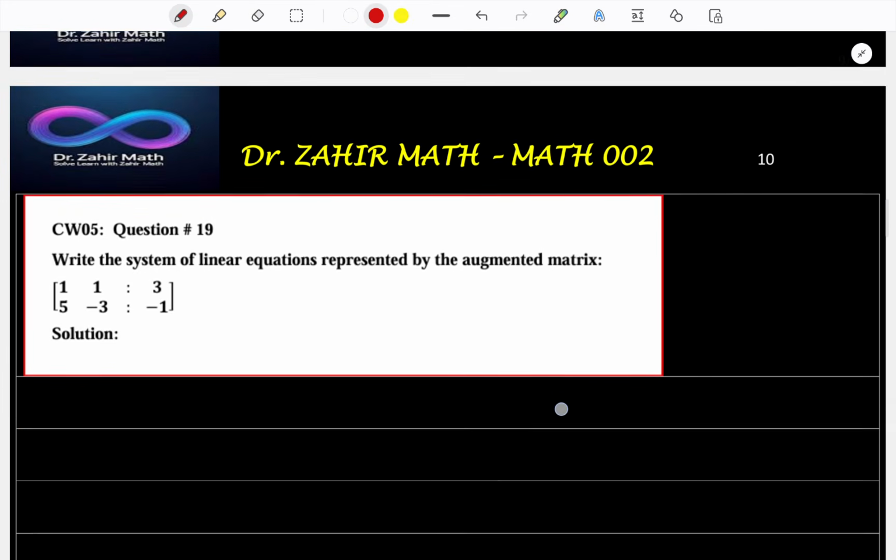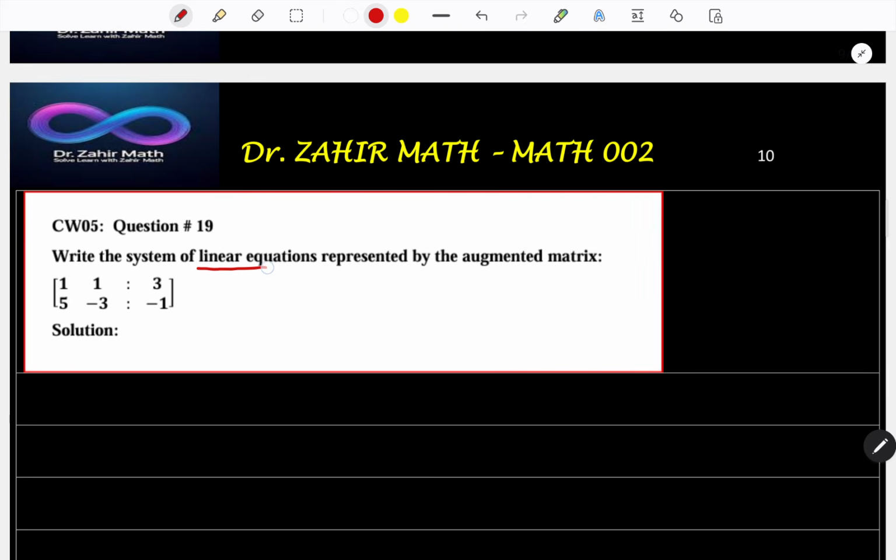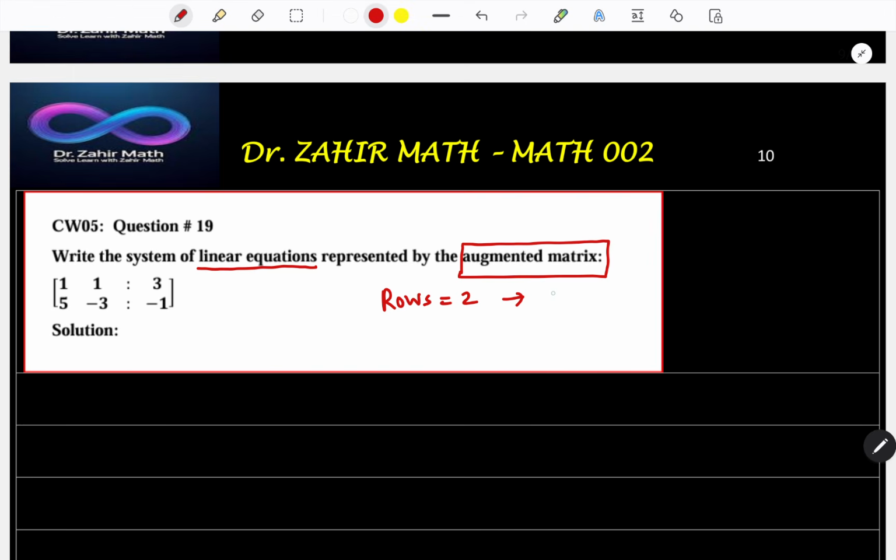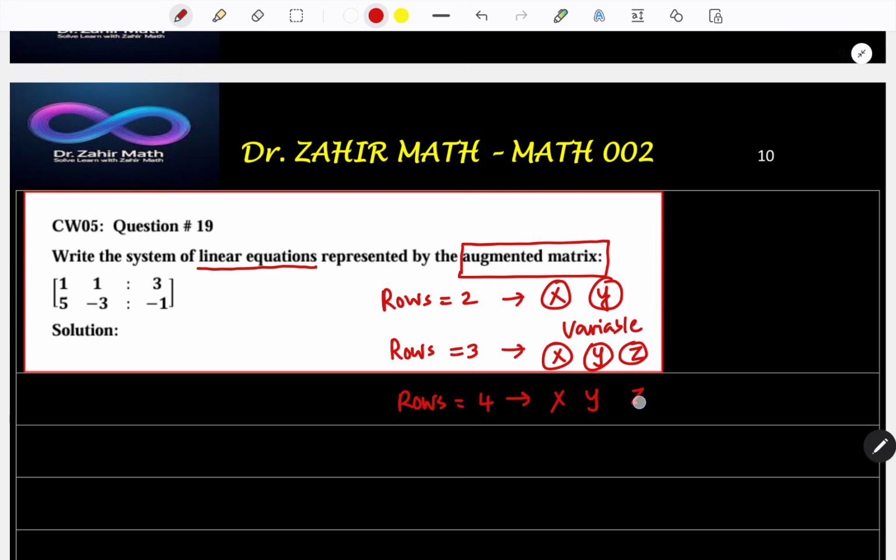Next, we are going to write the system of linear equations. You are going to write the system of linear equations from the augmented matrix. An augmented matrix is given. How many rows are here? There are 2 rows, right? When there are 2 rows, you must keep in mind it is only x and y variables. If 3 rows are there, how many variables? x, y, z variables are there.